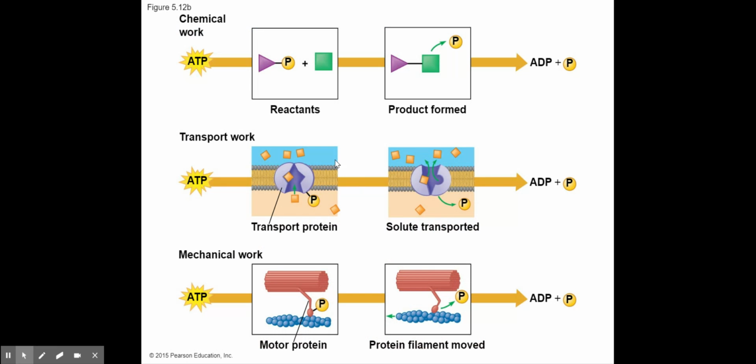All right, so here we have chemical work. We're reacting a particular compound to make a product. Here we're doing transport. We talked about active transport and the transport proteins, and then mechanical work, what we just described with the motor proteins to move.